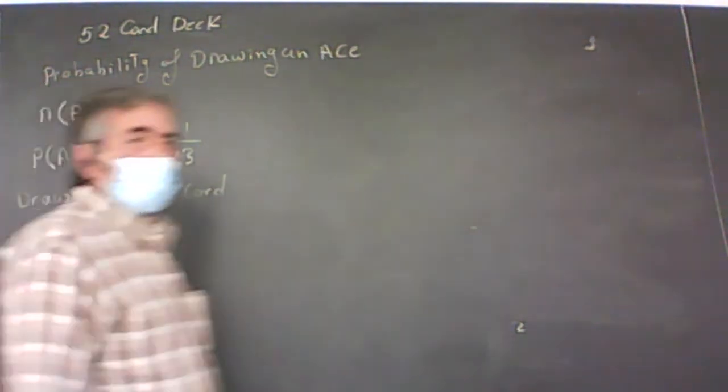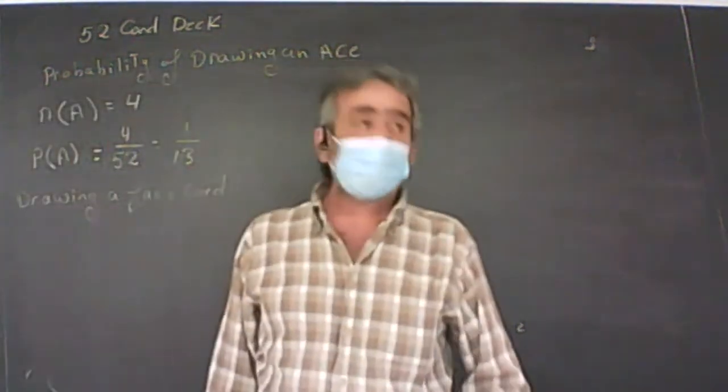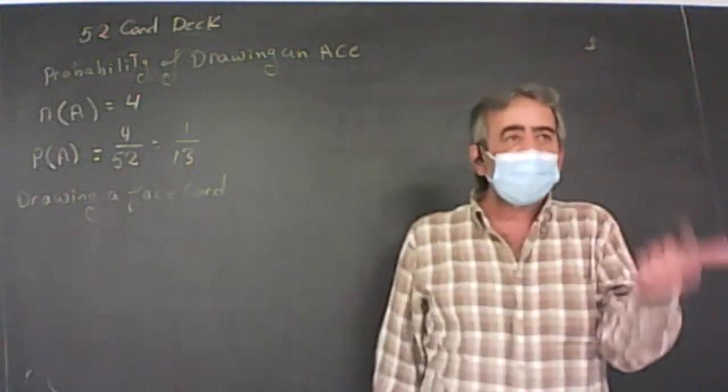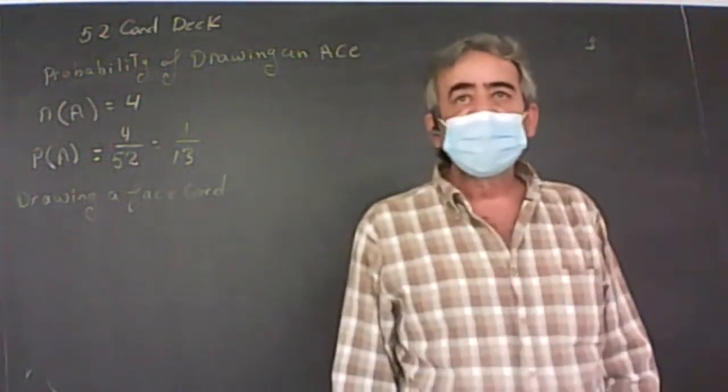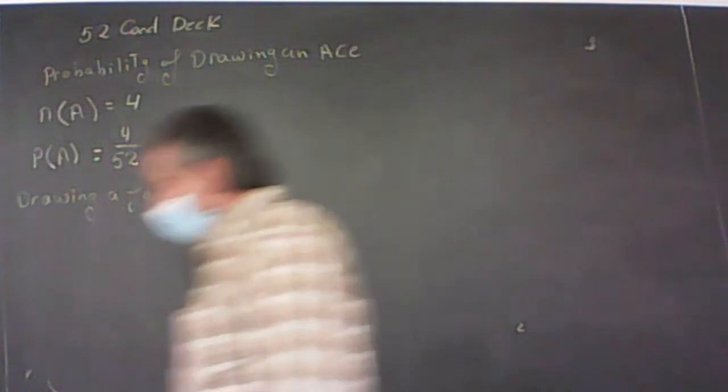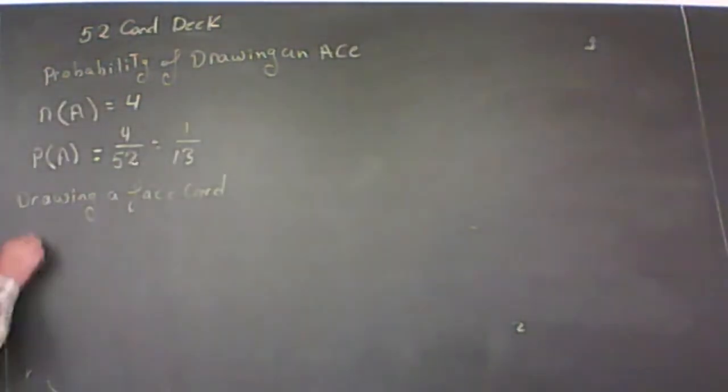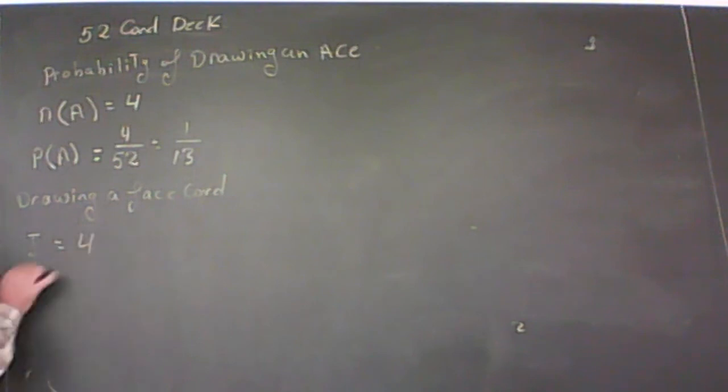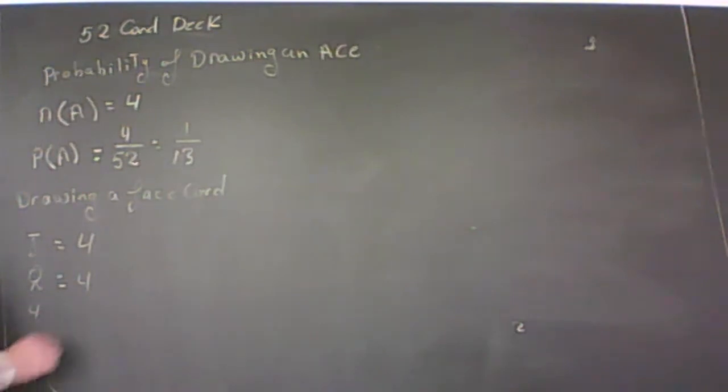What's the probability of drawing a face card? Face cards are Jack, Queen, and King. Yes? So if I look at them, how many Jacks do I have? So we have 4 Jacks, 4 Queens, yes? And then 4 Kings.